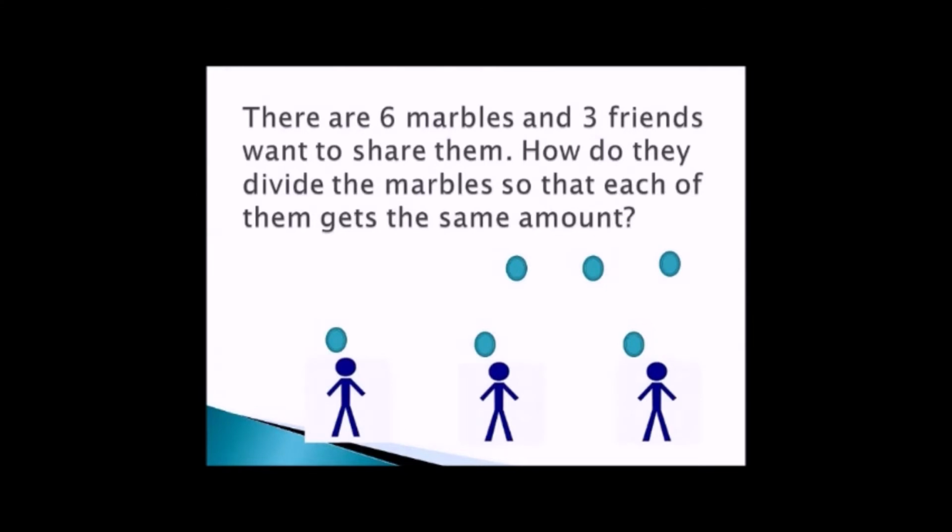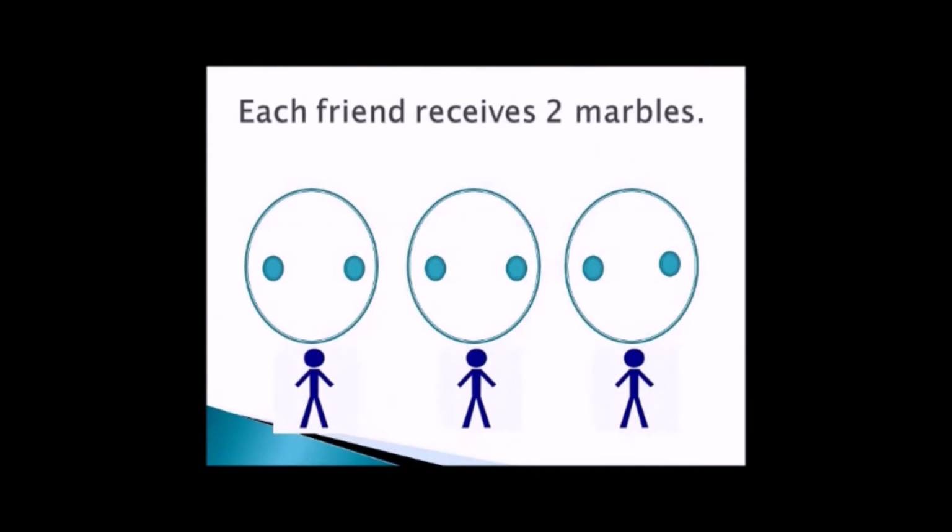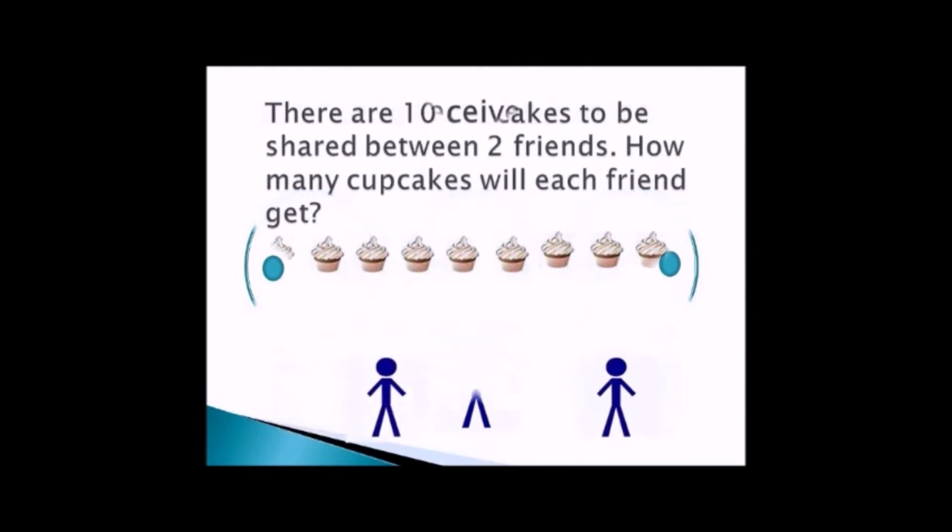And that's what we did. Each of them got 1 marble. We have 3 left. Now we give each of them another marble. No marbles left, no remainders. So that's how we shared the marbles with the 3 friends. Each friend receives 2 marbles. Straightforward. Okay, so sharing is division.